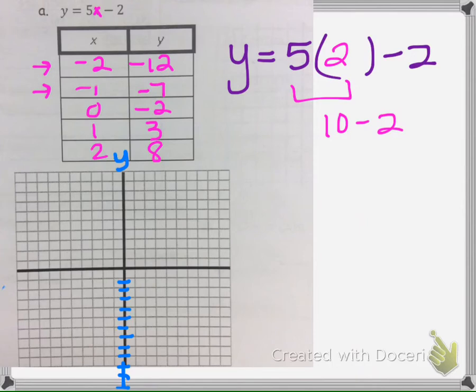Alright, so now we're going to graph our points. Remember that our x-axis is this one, so you can go left or right. If it's negative, we're going to go left. Positive, we go right. And then on the y movement, we go down if it's negative and up if it's positive. So from the origin, we're going to go to the left 2, and then down 12. And then we're going to go left 1, and then down 7.